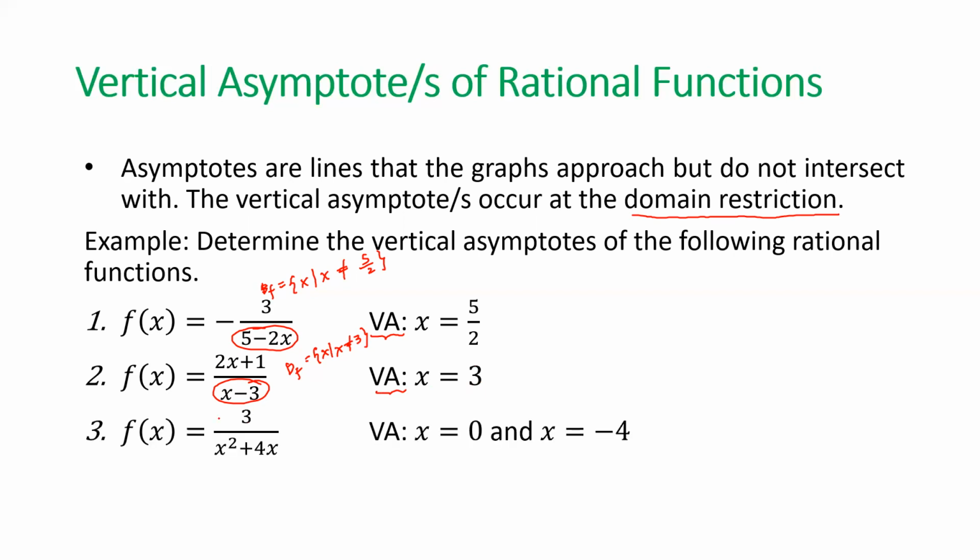So meaning the vertical asymptote is x equals 3. And then for the third example, 3 over x squared plus 4x, its domain is the set of all x such that x is not equal to 0 and x is not equal to negative 4. And therefore, there are two vertical asymptotes, and they happen to be the vertical lines x equals 0 and x equals negative 4.